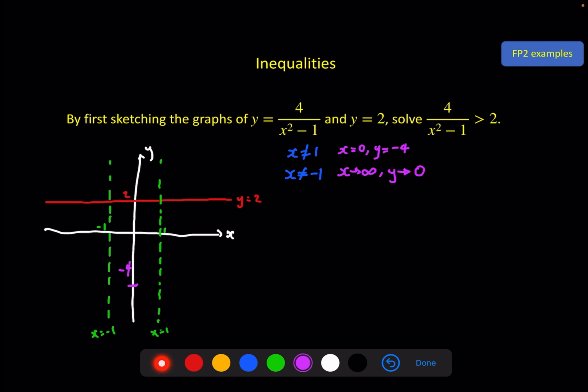It will never get to 0. Let me be clear on that. But it will get closer and closer to 0. And if x is a really big positive number, this will be a really, really small positive number. So it's coming down towards 0 here.